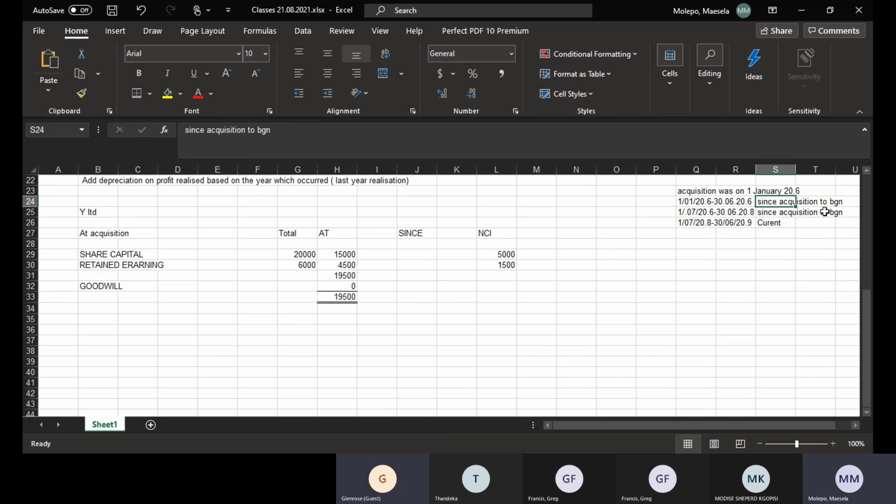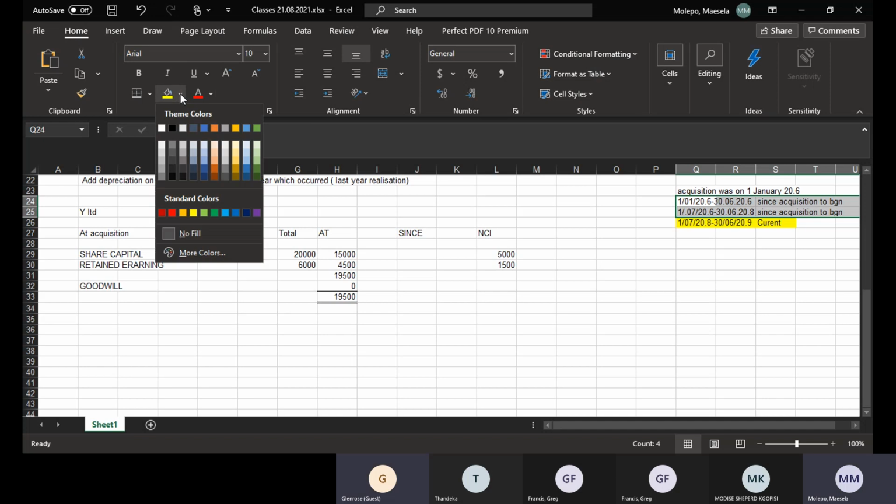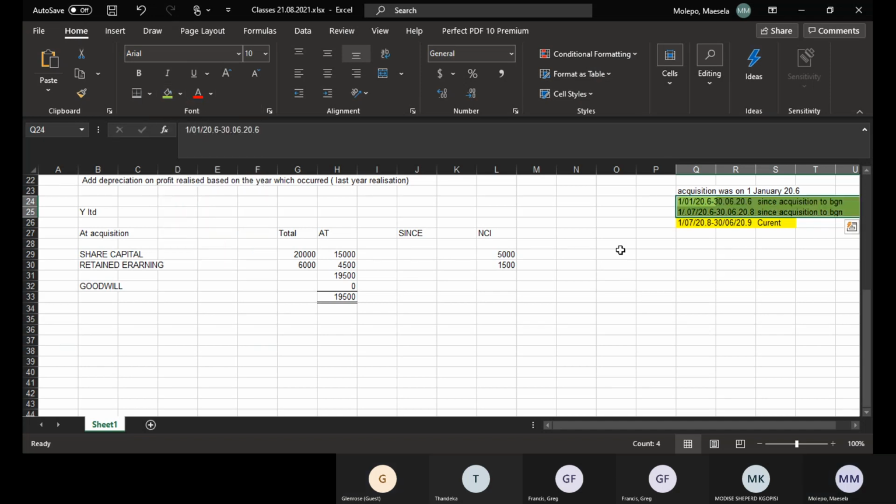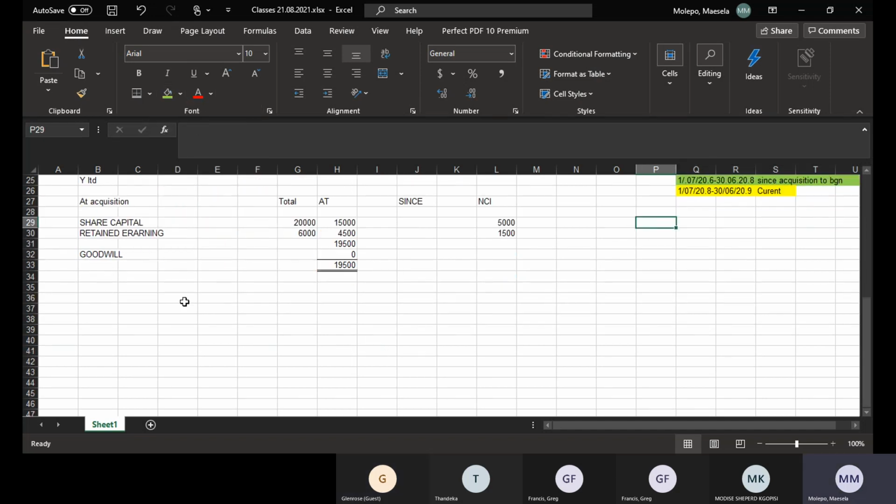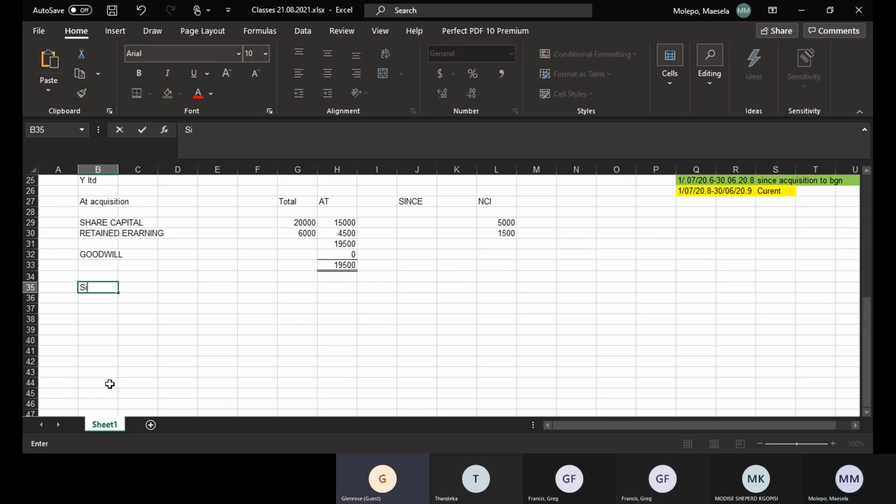My since acquisition to the beginning, the 1 January 2006 to 30 June 2007 will be my since acquisition also to the beginning of the current year. So this will be the current, and then these two will fall under the since acquisition to the beginning. Now let's continue with our part, since acquisition to beginning of the current year.